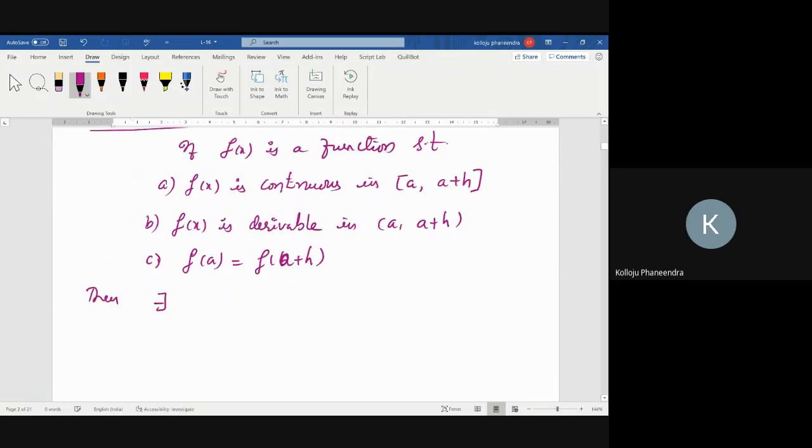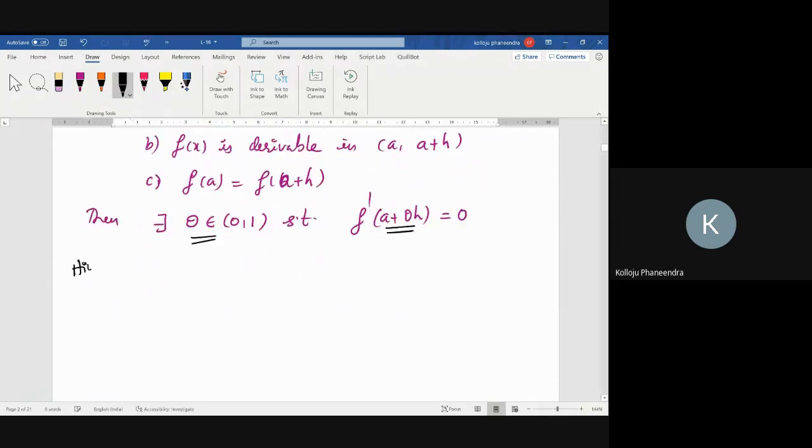Then there exists C belongs to open AB. Now here there exists theta belongs to open 0 comma 1 such that f dash of A plus theta H is equal to 0. See the difference. Theta belongs to 0, 1 such that, in place of f dash C, what is the value now? f dash of A plus theta H equal to 0.